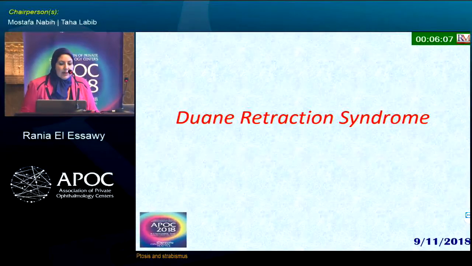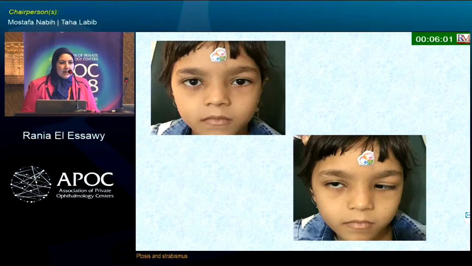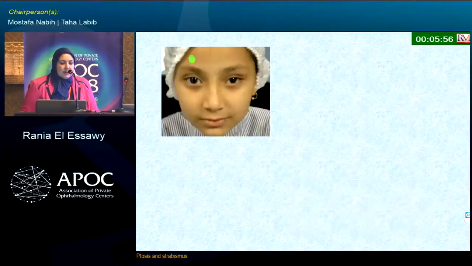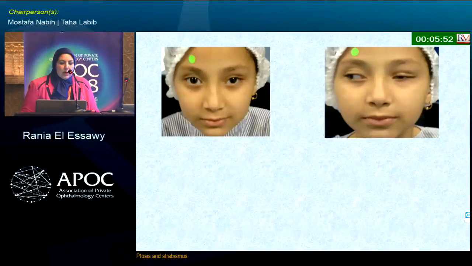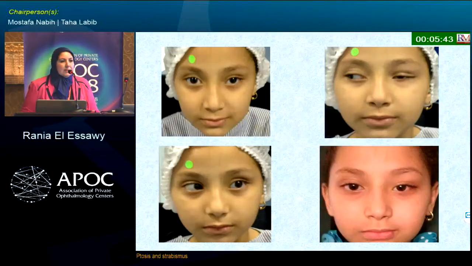Another condition is the Duane retraction syndrome. The patient may have a subtle or moderate ptosis, and of course there is the co-contraction with the narrowing of the palpebral aperture. Another case also showing a left moderate ptosis, more apparent on adduction. In such cases, if we treat the strabismus by recession, of course, which is recommended in these cases, sometimes we have an acceptable cosmetic appearance, and therefore we don't need to do anything about the ptosis itself.